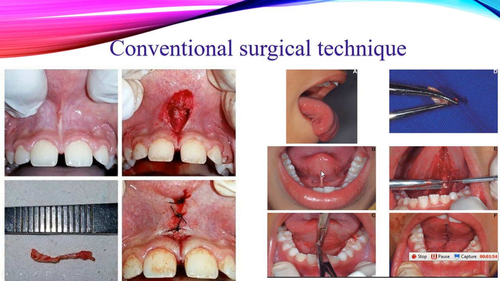Tongue tie is a thick, short lingual frenum that restricts the movement of the tongue. So we remove it by a surgical procedure called lingual frenectomy. In the lingual frenectomy, after injecting anesthesia and holding the frenum with a hemostat, we cut with the surgical blade and then suture. This is the conventional technique, which needs suture and anesthesia and is painful compared with using the laser.